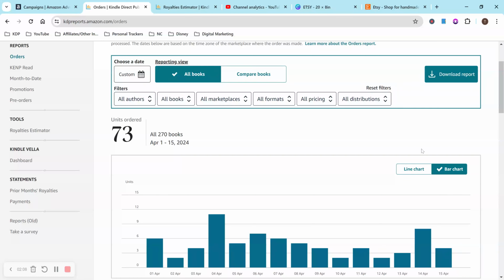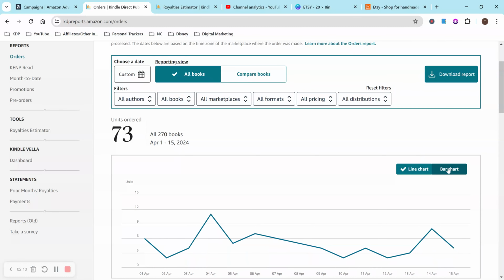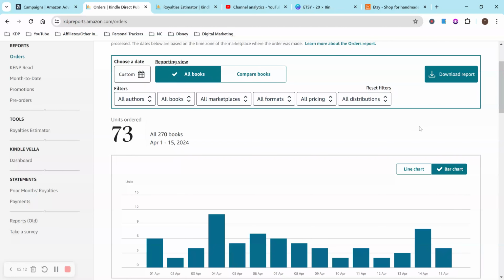So anyways, looking at the line chart here and then the bar chart. I usually like looking at the bar chart better, for some reason, it's just an easier visual for me. And I have 73 units ordered. The highest day so far being April 4th with 11, and then the lowest looks like two orders, and there's a few days at two orders. And I'll go over which books have sold so far and more of that information in my royalties.